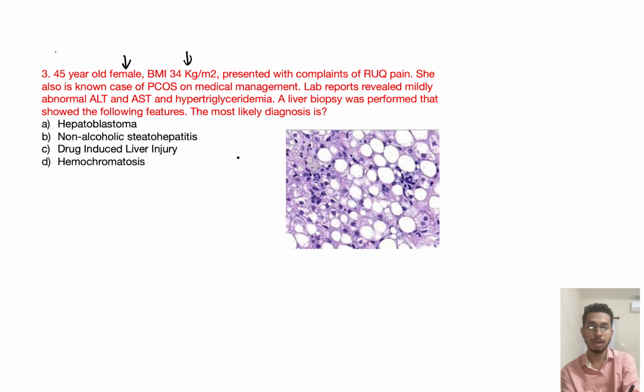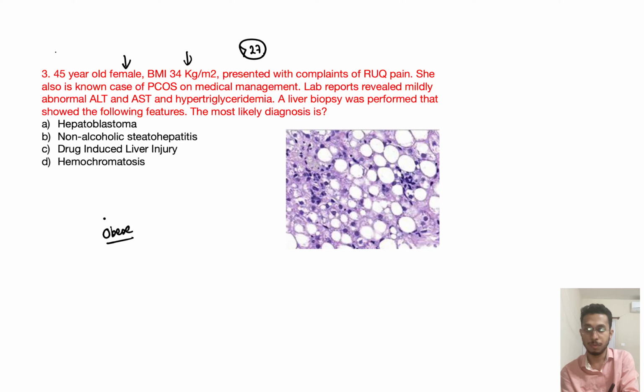Now, what is the normal BMI? Normal BMI is 18.5 to 22.5 for the South Asian population, and above 22.5 is considered overweight and less than 18.5 is considered underweight. More than 27 is obese. So, this 45-year-old female is obese, maybe even morbidly obese.